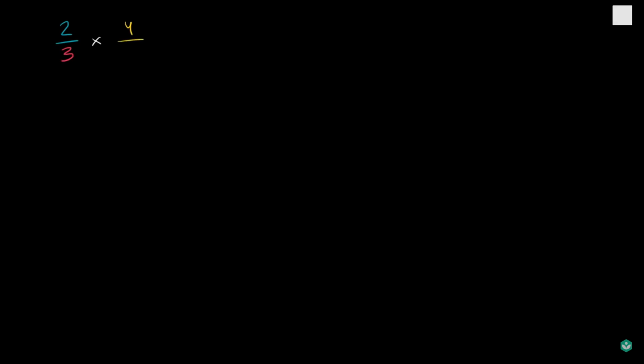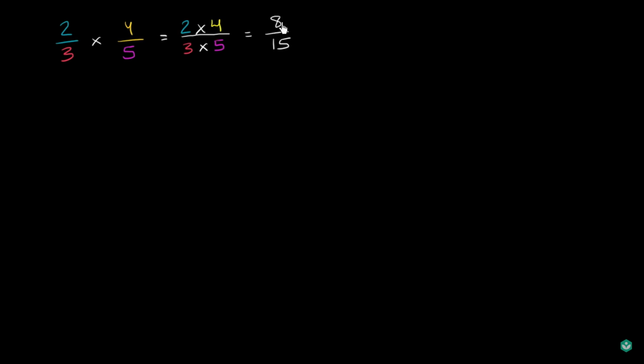Let's think about what it means to multiply 2/3 times 4/5. In a previous video, we've already seen how we can compute this. This is going to be equal to, in the numerator, we just multiply the numerators, so it's 2 times 4, and in the denominator we just multiply the denominators, so it's 3 times 5. And so the numerator is going to be 8, and the denominator is going to be 15.